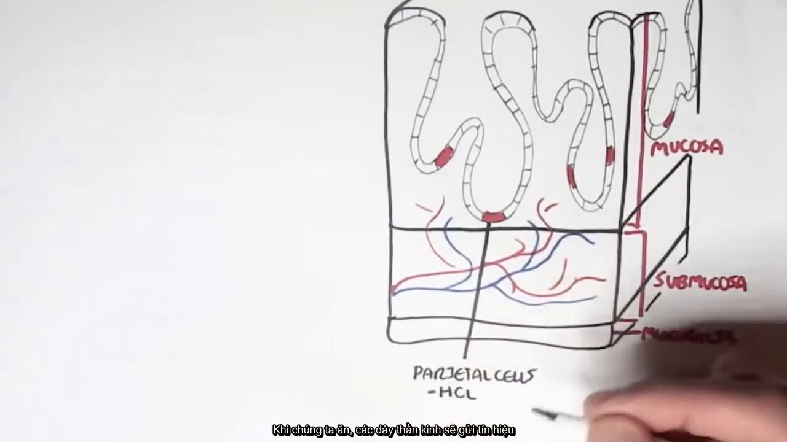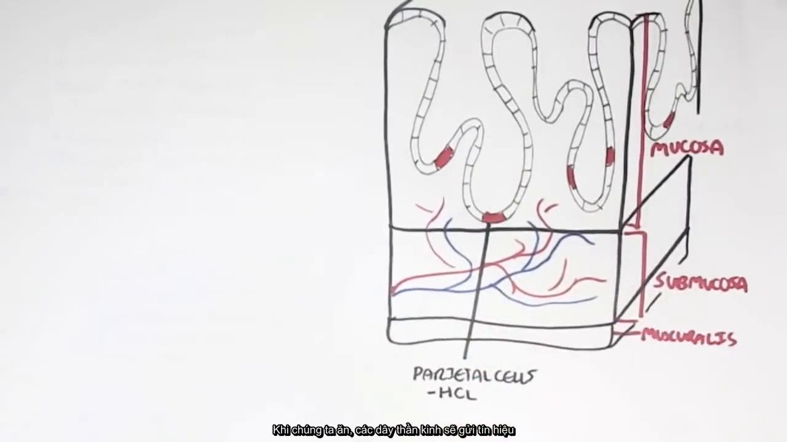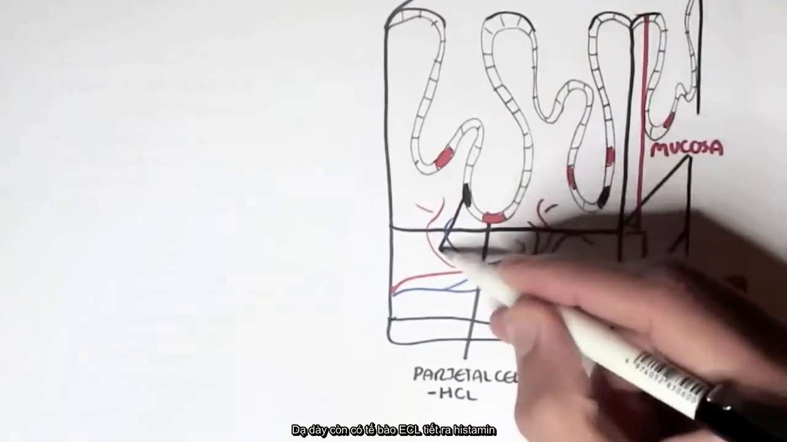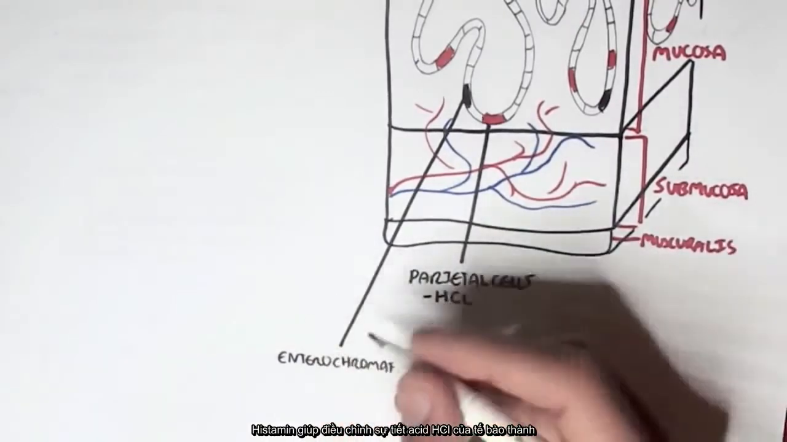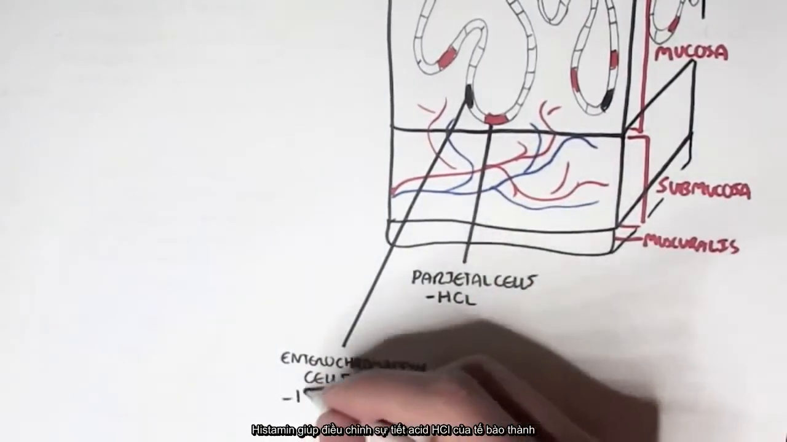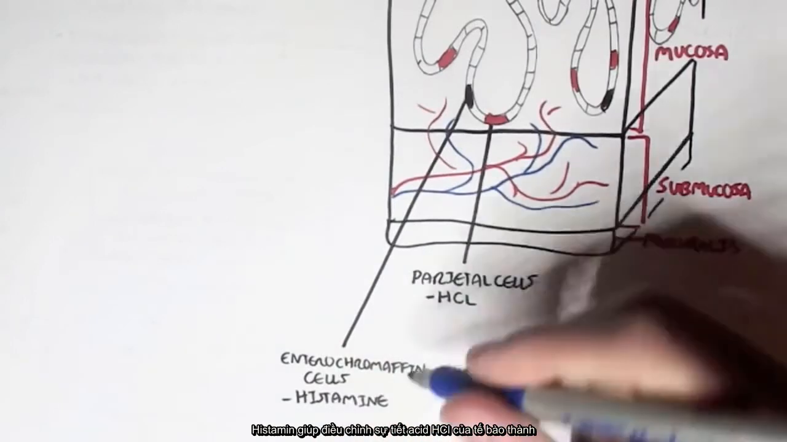When we eat, our nerves send signals that cause the parietal cells to secrete hydrochloric acid, which is necessary for food digestion. Here we also have enterochromaffin cells around this area, which secrete histamine. Histamine, in this case, promotes hydrochloric acid secretion by the parietal cells.